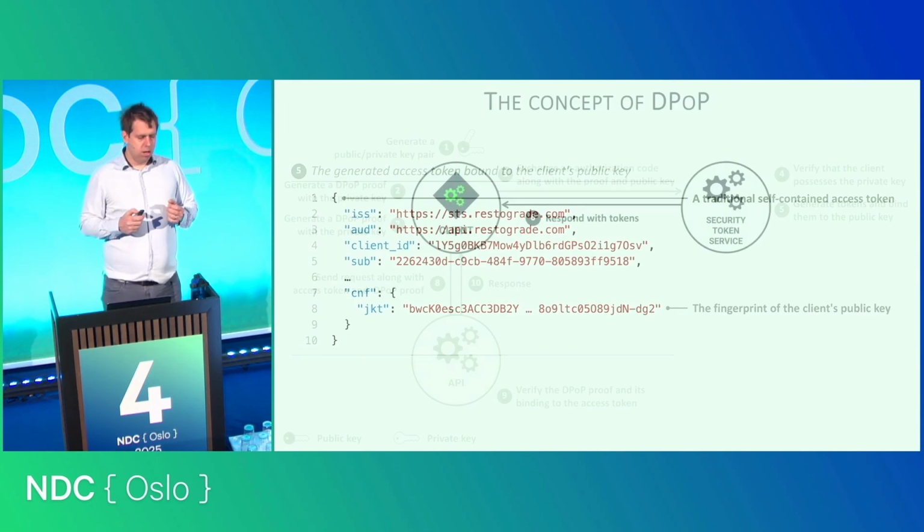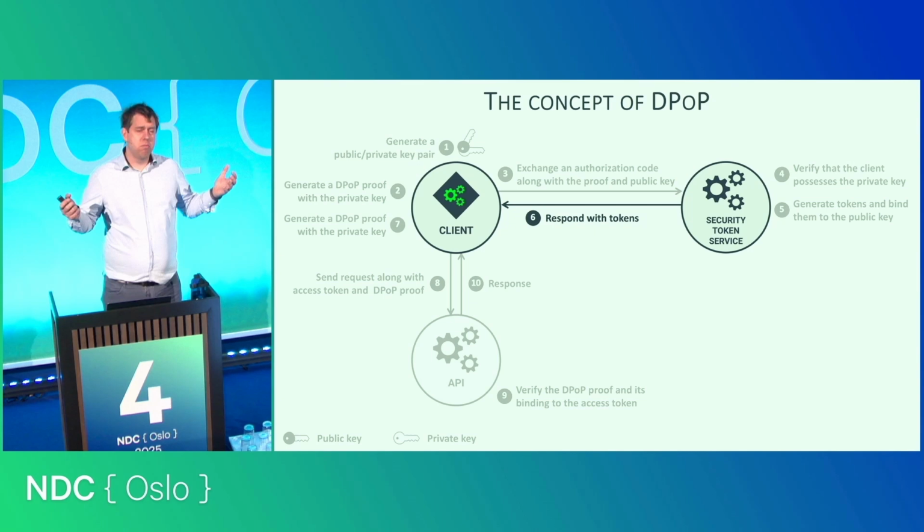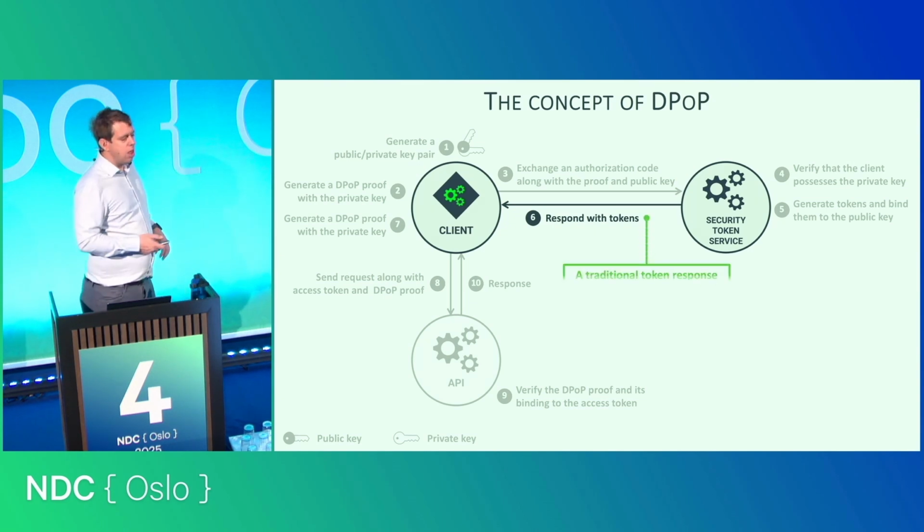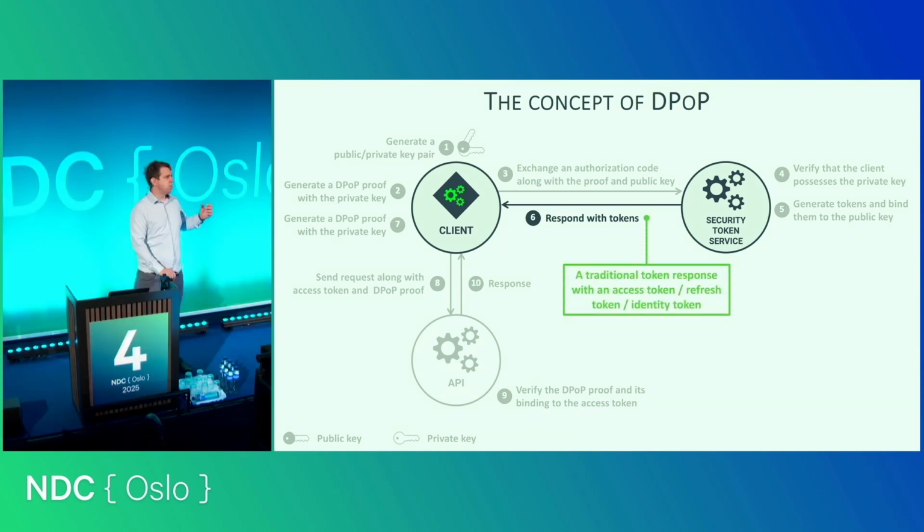Good. We get those tokens to the client. Not very interesting, so nothing to see there. Normal token response with an access token, potentially a refresh token, an identity token, whatever. On to calling the API. What do we do next?